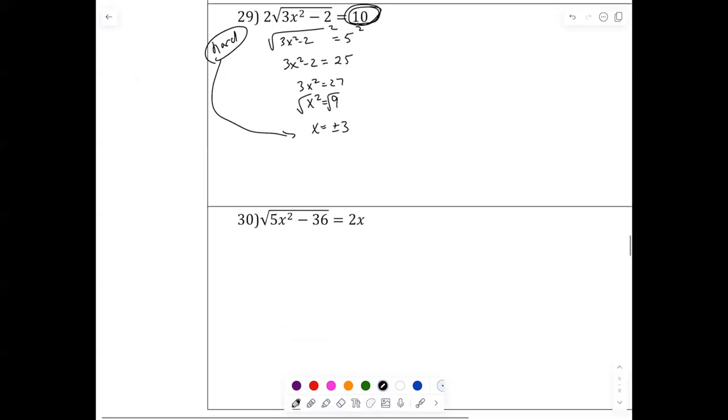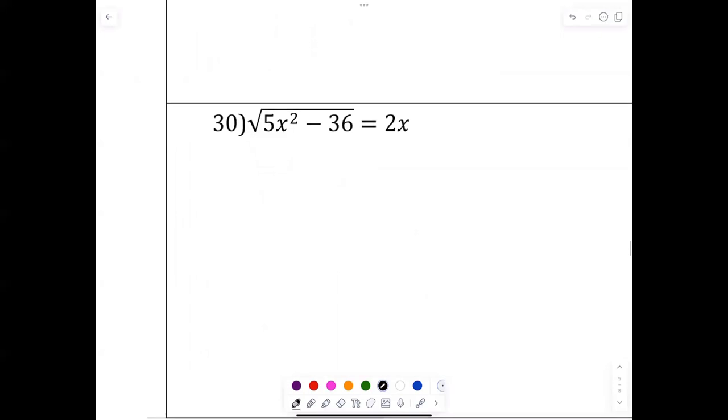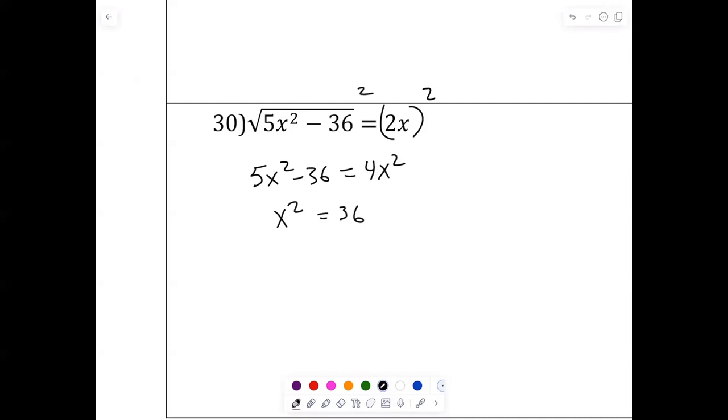All right, here we go. Let's knock out the next one. Is it possible to have an extraneous solution here? Yes. This is the time when you're going to get an extraneous solution. So what do I have to do to both sides? Square. Notice I'm putting parentheses. So now I have 5x squared minus 36 equals what? 4x squared. Nice. Now I'm moving the 4x squared over. That gives me x squared. Moving the 36 over. X squared equals 36. Anybody have any problems moving that thing around?